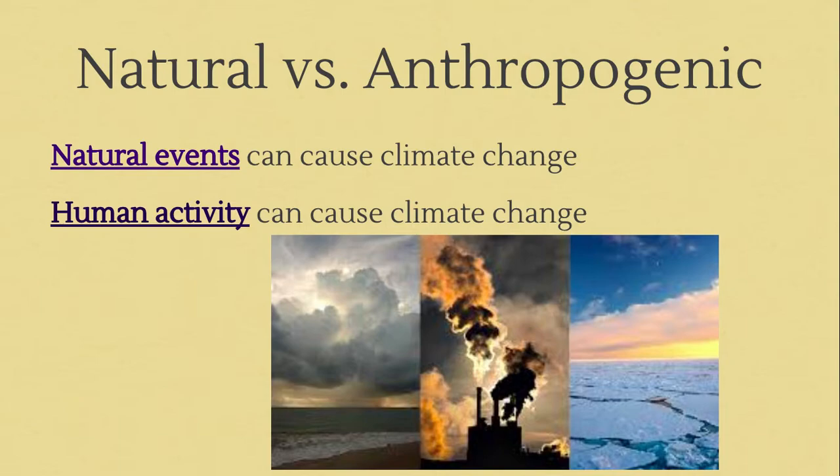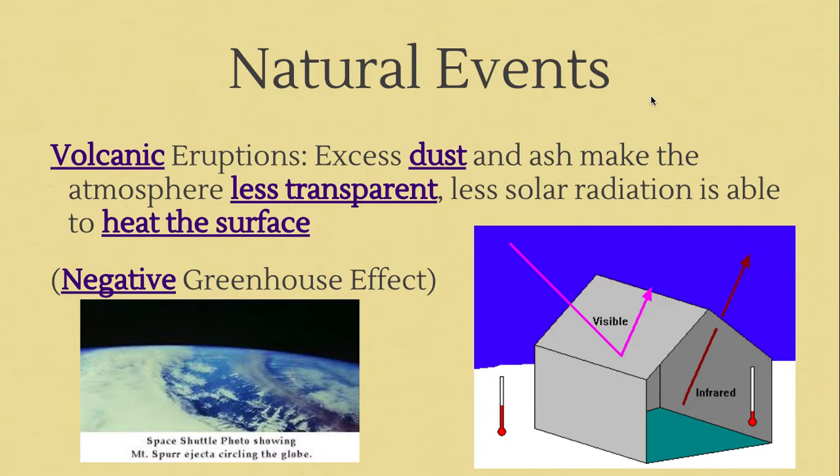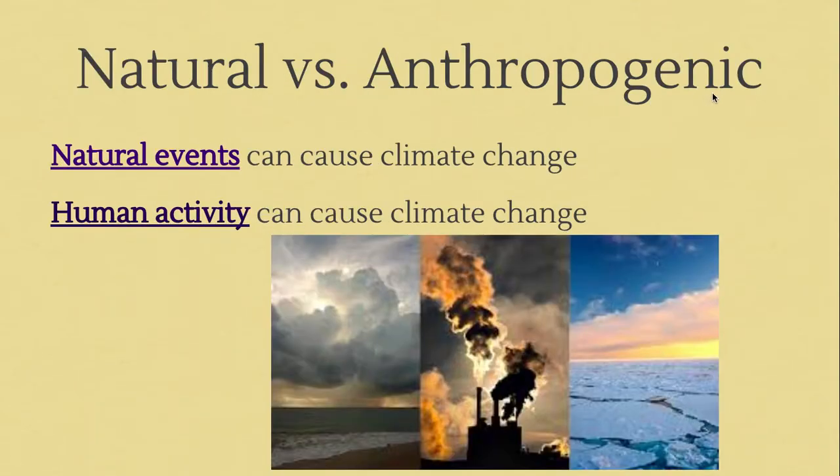And if you break that word down, anthropogenic, anthro means man or human, really. Like an anthropologist studies ancient peoples and civilizations. Genic, like Genesis, means origin or beginning. So anthropogenic is human activity that starts climate change. And we're gonna talk about that tomorrow. Today, we're focusing on the natural events, right?